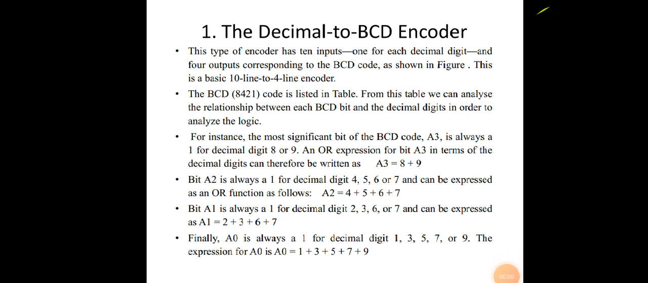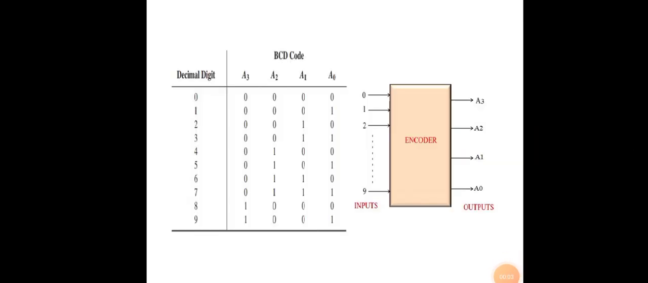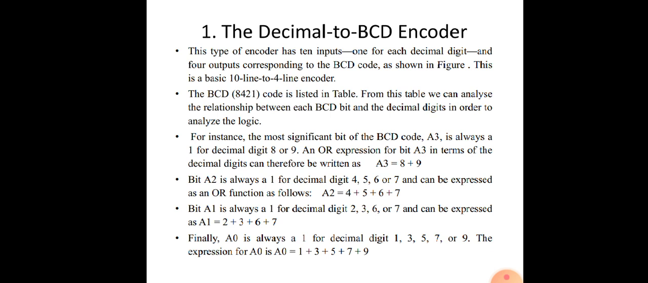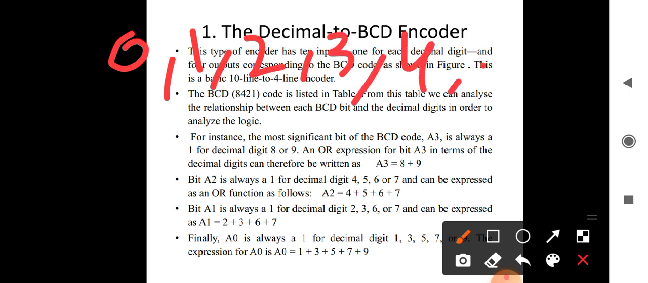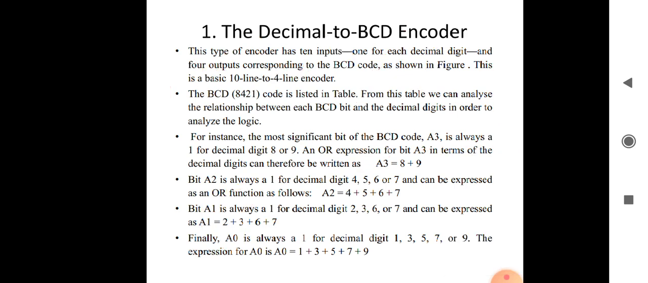In this class, we study the decimal to BCD encoder. So what do you mean by a decimal value? A decimal value is a value which you count as 0, 1, 2, 3, 4, like that up to infinity. The values which we count at the base of 10 we call the decimal value. What do you mean by BCD value? BCD is the binary coded decimal.